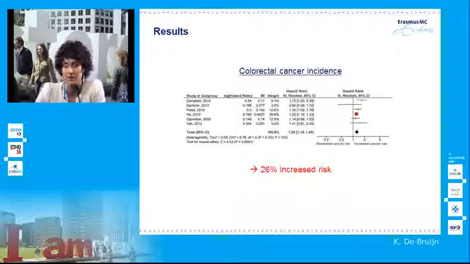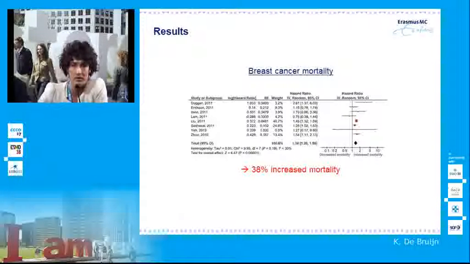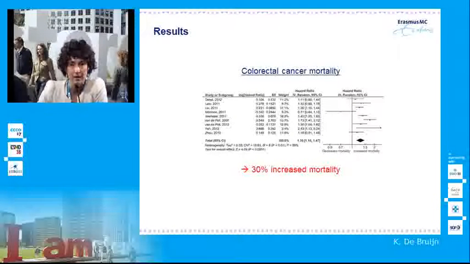For colorectal cancer, it was the same story. Now the diabetic patients had a 26% increased risk of developing colorectal cancer compared to non-diabetic patients. And then here's the plot for the breast cancer mortality. Again, the black dot does not reach the vertical line, so this indicates that diabetic patients have a 38% increased mortality of breast cancer compared to non-diabetic patients. And for colorectal cancer, diabetic patients had a 30% increased risk of mortality compared to non-diabetic patients. And again, this was statistically significant.